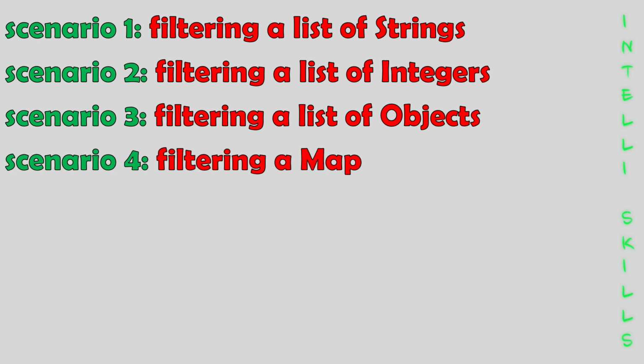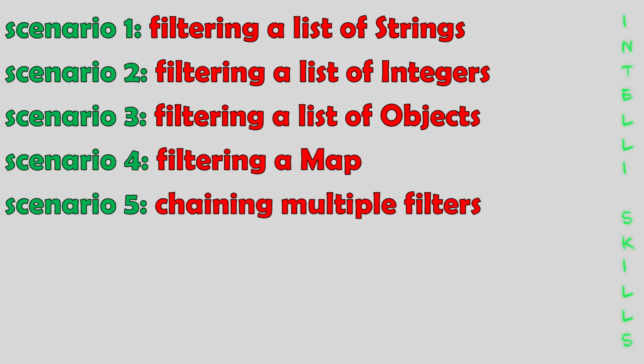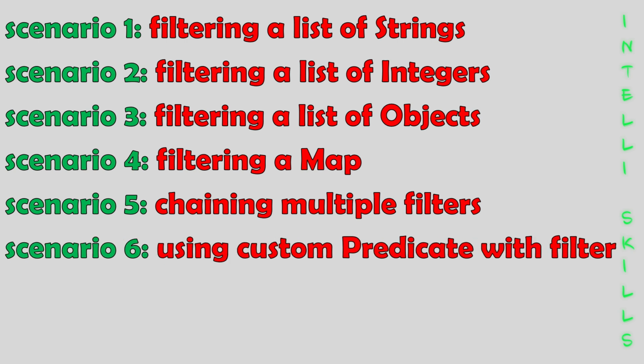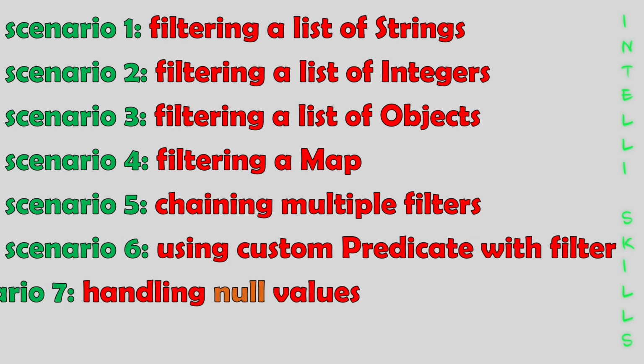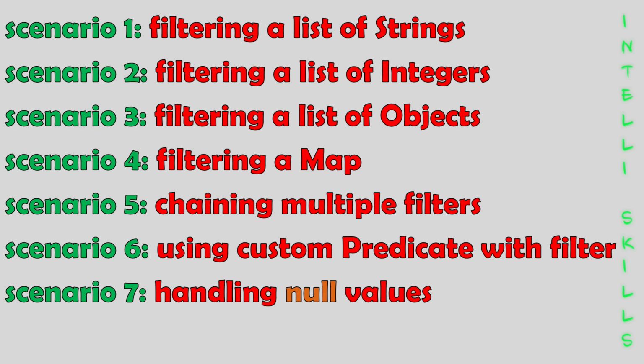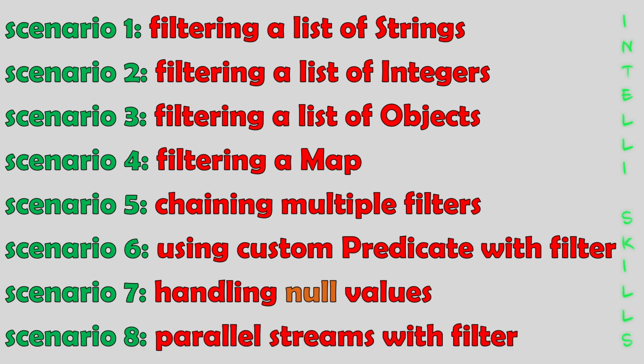In the fourth one, we filter a map. In the fifth one, we chain multiple filters. In the sixth one, we use a custom predicate with filter. In the seventh one, we handle null values using filter. And in the eighth scenario, we use parallel streams with filter.